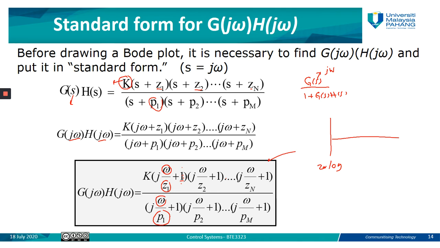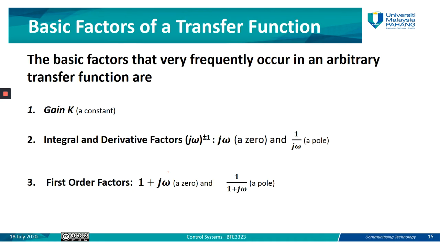Okay, but for now I want you to focus on the fact that we have to convert the s operator by using j omega, and we need to leave the value here as 1 plus, 1 plus, 1 plus, for all zero and pole factors. In order to draw the Bode plot, usually we use software to draw the Bode plot of our transfer function of our system.